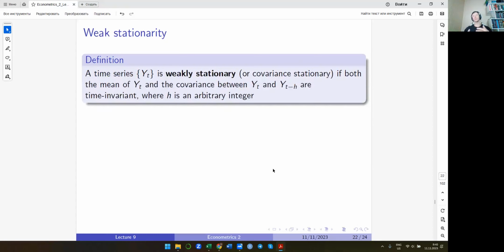Then we switch to weak stationarity, which is usually tested practically, empirically, and which we are able to work with. A time series is weakly stationary, or sometimes called covariance stationary, if the mean of yt and the covariance between yt and yt minus h are time invariant. It means that it doesn't matter what t is, the mean and covariance are the same.